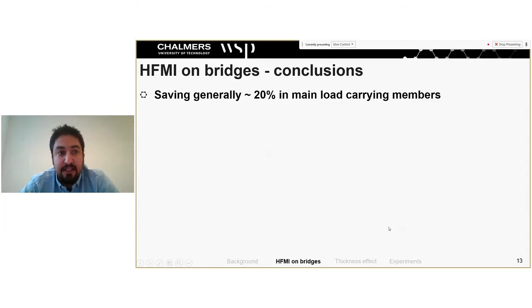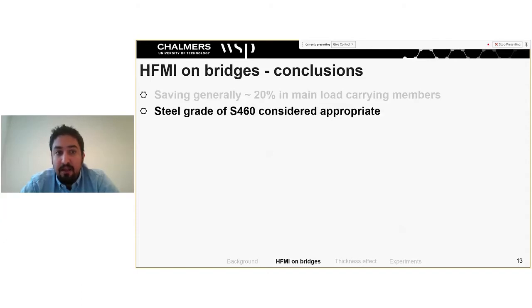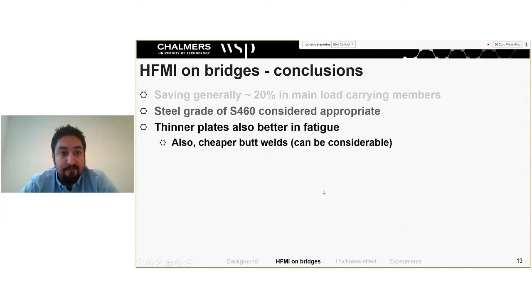So some of the conclusions are that you can generally save more or less 20% in the main load carrying members. The S460 is considered an appropriate steel grade after optimization. And thinner plates, when you optimize your bridge, are also better in fatigue, so there's a double effect there. And also in terms of work cost and welding cost, you can save considerable amounts, especially in welds called butt welds.